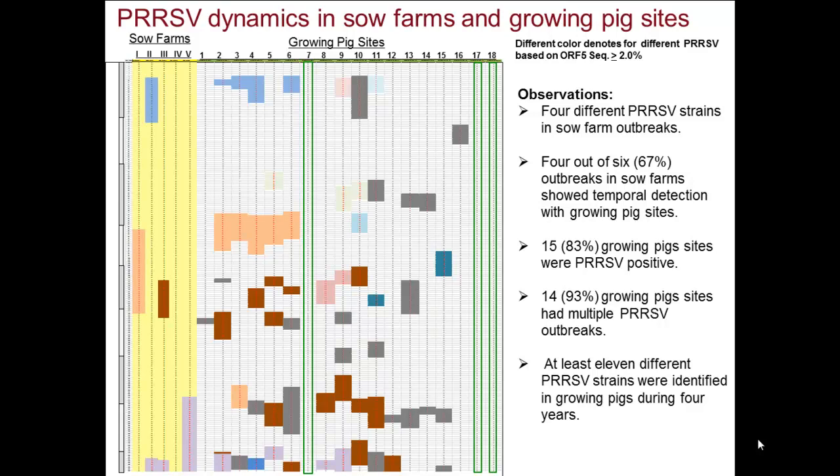And 93% of those sites that went positive had multiple PRRS outbreaks, more than 1. And also, based on the sequencing, they detected at least 11 different PRRS strains in the growing pigs during the 4 years.